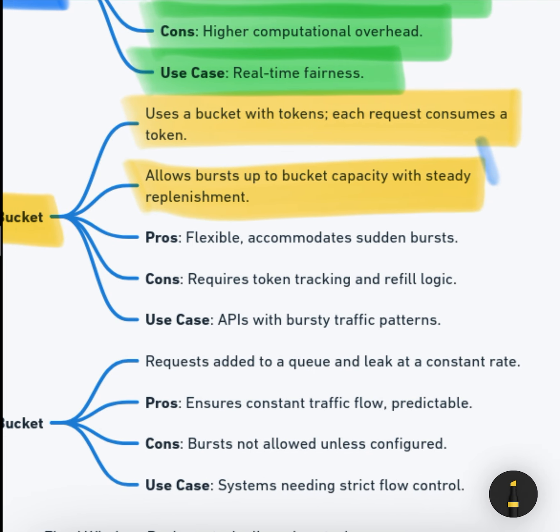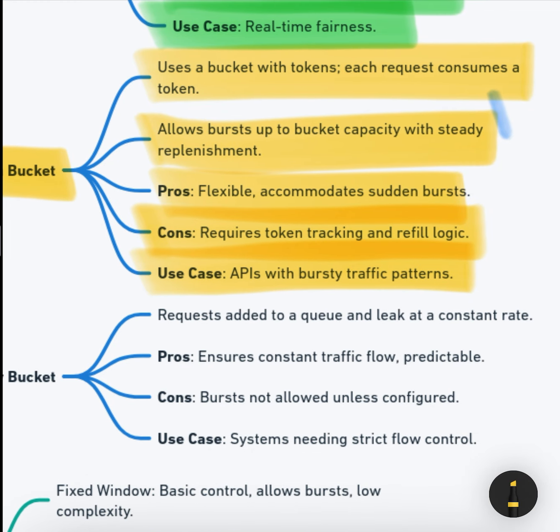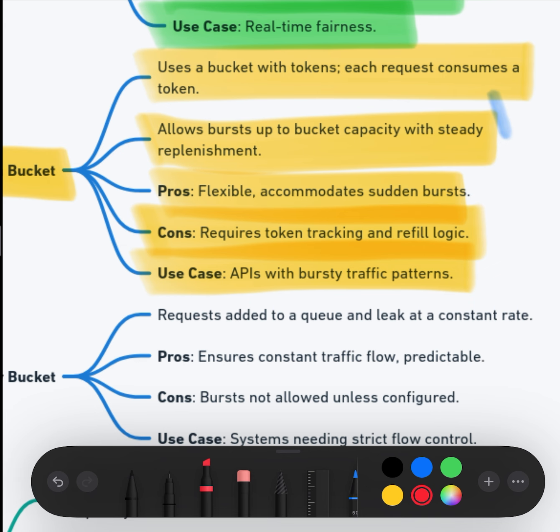Pros: allows controlled bursts of traffic while maintaining a steady rate. Flexible and easy to tune with bucket size and refill rate. Cons: requires tracking token counts and refill schedules. Use case: ideal for APIs that need to accommodate sudden bursts of traffic, like login or search requests.